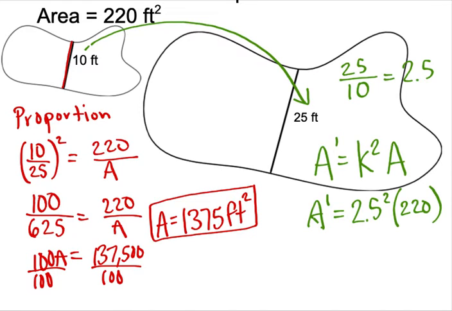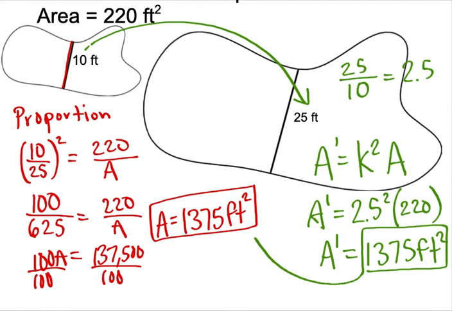Now going to the trusty calculator on this, 2.5 squared times 220 gives us an area of the image to be 1,375 square feet, which through this different method is still the exact same answer. So we have, through proportional reasoning, 2 different methods we can use on this problem, using a proportion or using direct variation.